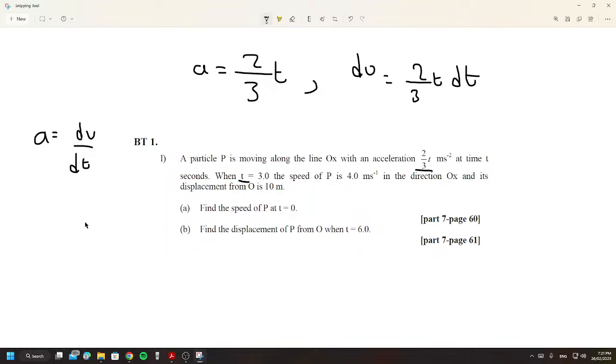Let's do the integral. So what is the integral of dv? The integral of dv is just v squared over 2, because we know integral is plus 1 to the power and divide by that number.